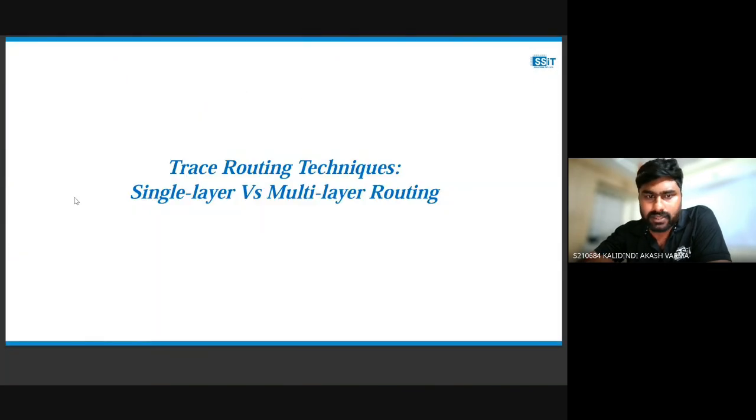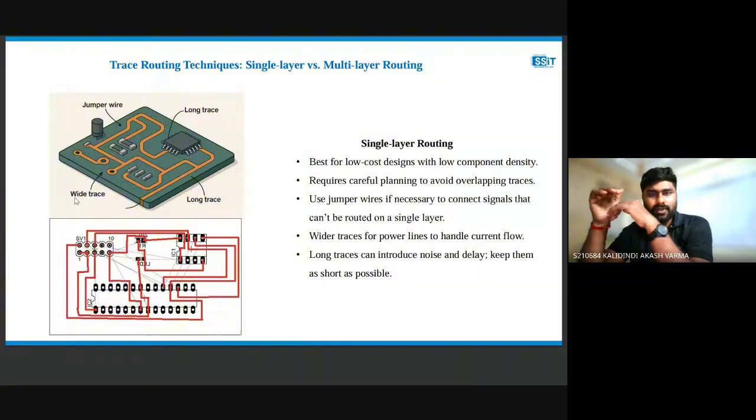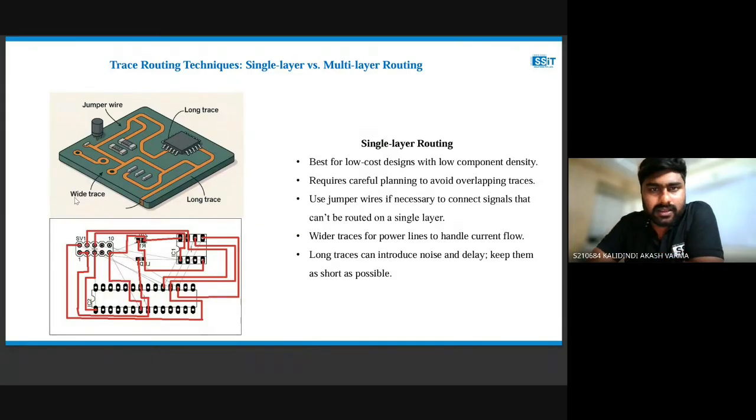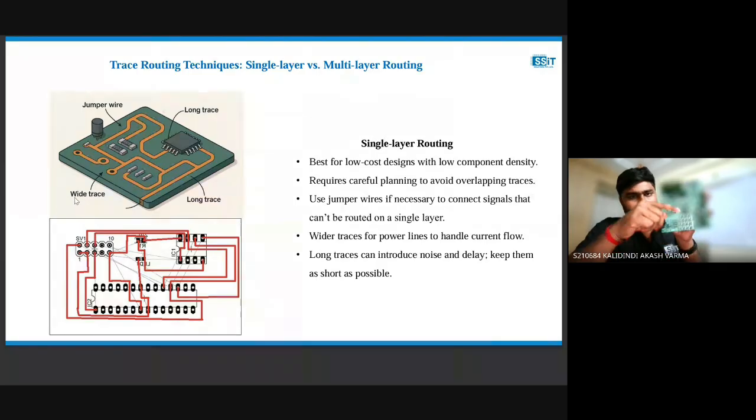And coming to the routing, we can talk about single layer and multi-layer. Single layer is simply where the PCB has only one-sided, single-layer tracks. For your understanding, let me explain. There are no tracks on the other side. If you take this PCB, and there are tracks on the top side and tracks on the bottom side, we can call this a multi-layer PCB.